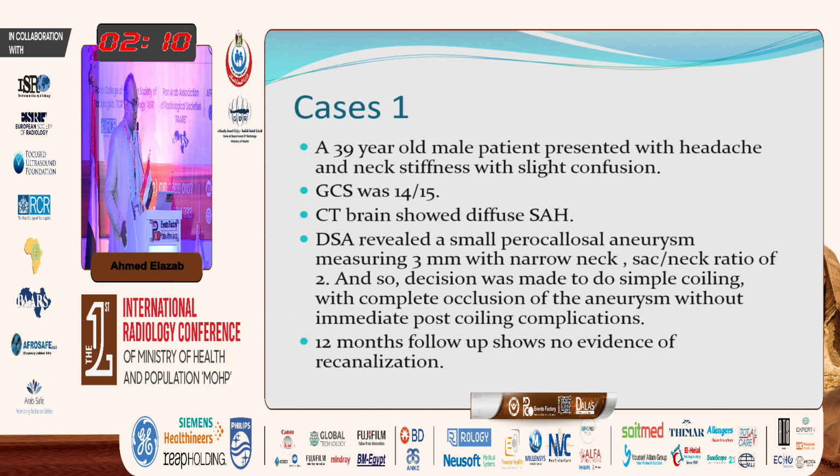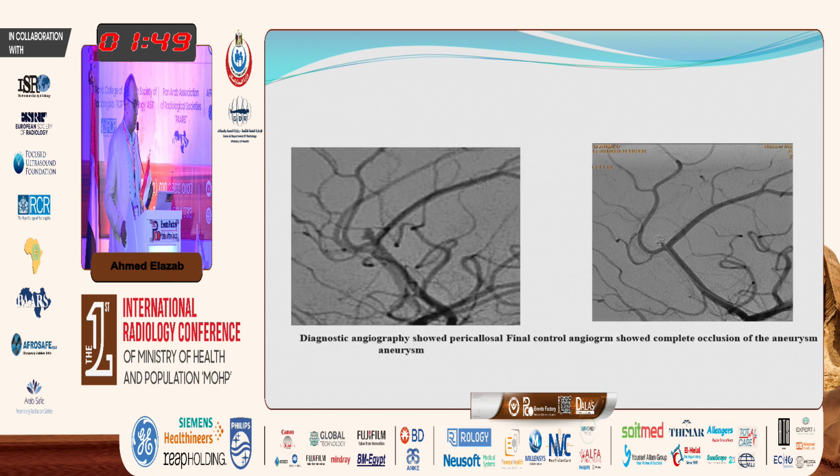Illustrative cases. A 39 years old male presented with headache, neck stiffness, slight confusion, CT brain showed diffuse subarachnoid hemorrhage. Conventional angiography revealed pericallosal aneurysm measuring 3 millimeter with narrow neck, with sac to neck ratio of 2. Decision was made to perform simple coiling.